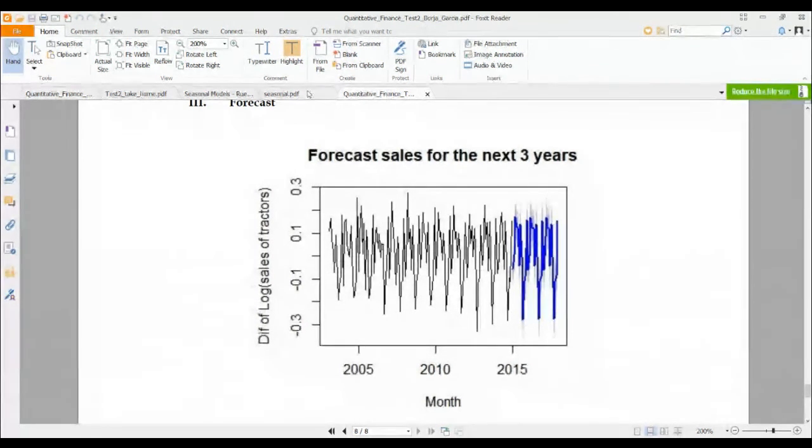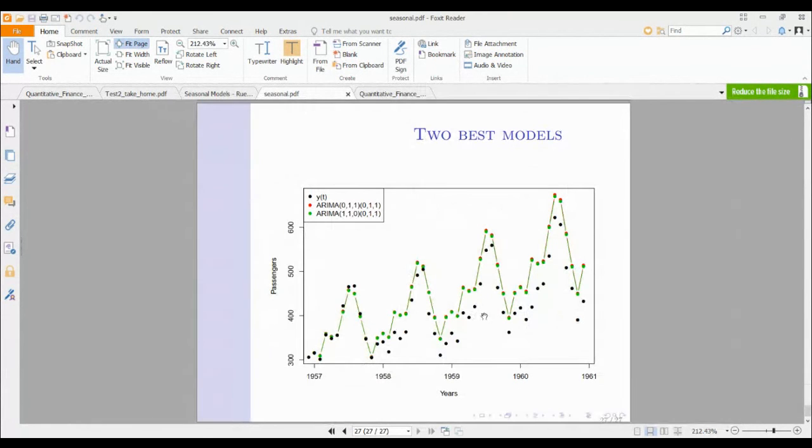So we've seen how it looks in tractor sales data. We've seen how it looks in the air passengers data that we used to introduce this kind of topic. And maybe you will see another type of data in an assignment. But yeah, I don't know if you guys have any questions. If not, then that's it for today.